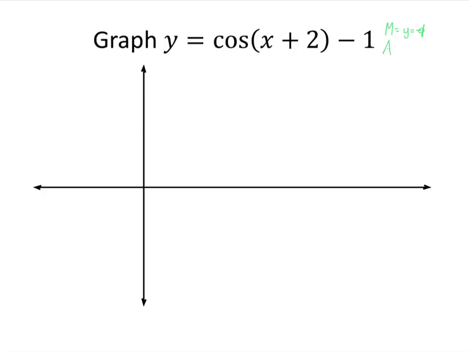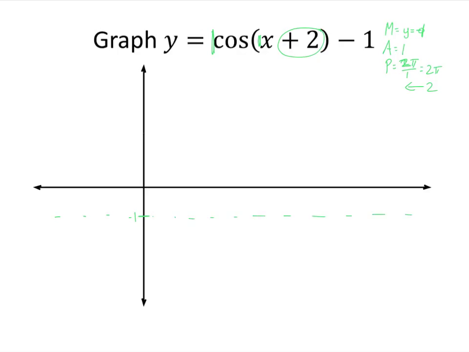So my amplitude is still 1 because there's a 1 hiding up here. My period is going to be 2 pi divided by 1 because there's a 1 hiding in front of that. So that would just be 2 pi. But you have this, which is a phase shift, which you do the opposite of positive, so you're going to be going left 2. So this graph is going to start left 2. So first step we want to do is to put our negative 1 midline.